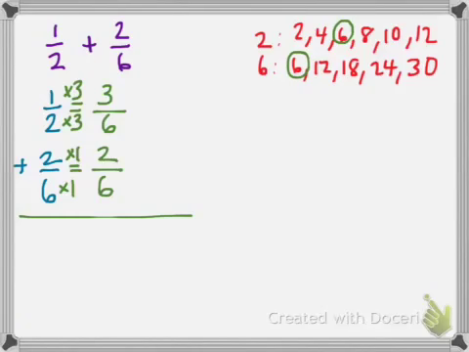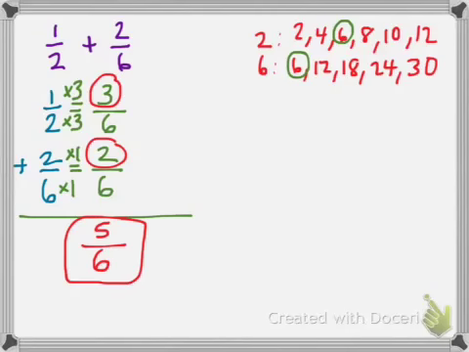And then after I make equivalent fractions using the LCD, I add my numerators, only my numerators, so 3 plus 2 I know is 5, and then I keep the denominator, so I keep 6. Simplify if necessary. This is already in simplest form, so our answer is 5/6.